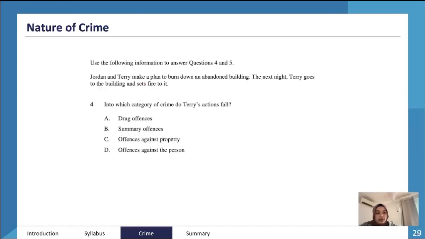All right, so we've got some information. Jordan and Terry make a plan to burn down an abandoned building. The next night, Terry goes to the building and sets it on fire. Jordan and Terry are both making the plan. Terry is the person who commits the crime. Into which category of crime does Terry's actions fall under? Is it A, B, C, or D? Again, have a think about it, and then we'll go through the answer.